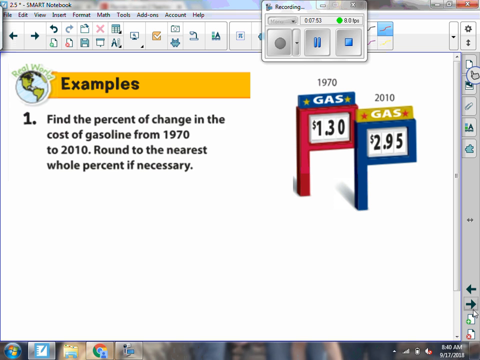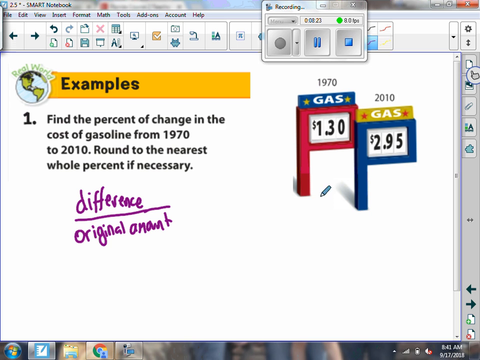Find the percent of change in the cost of gasoline from 1970 to 2010. Round to the nearest whole percent if necessary. So we're going to take our amount of change, so our difference, over our original amount. Okay, so we need to find our difference between these two numbers. So I'm going to subtract 295 minus 130.